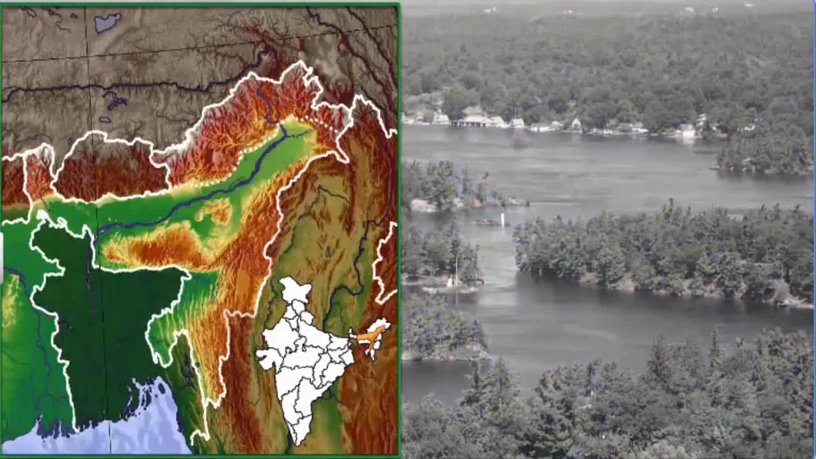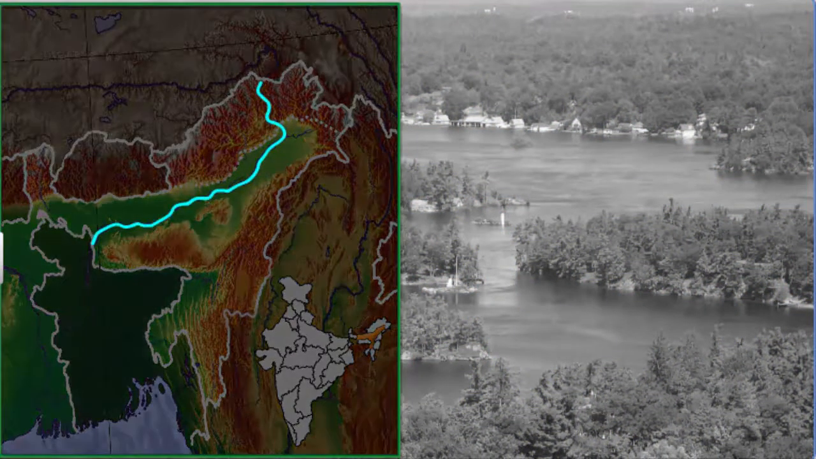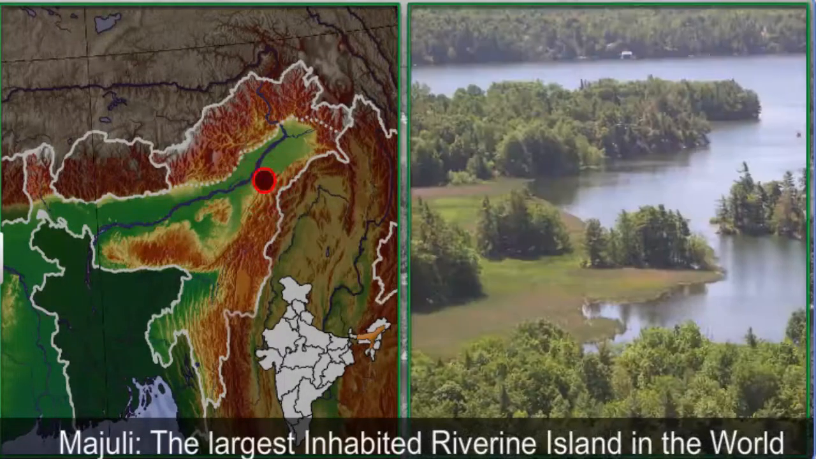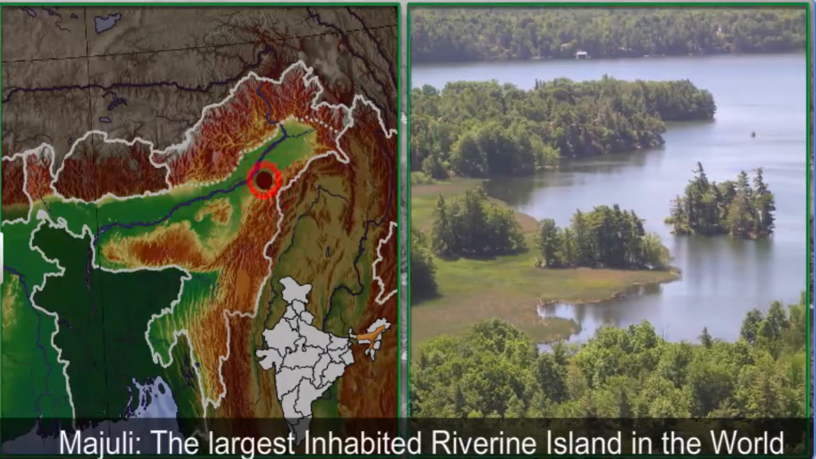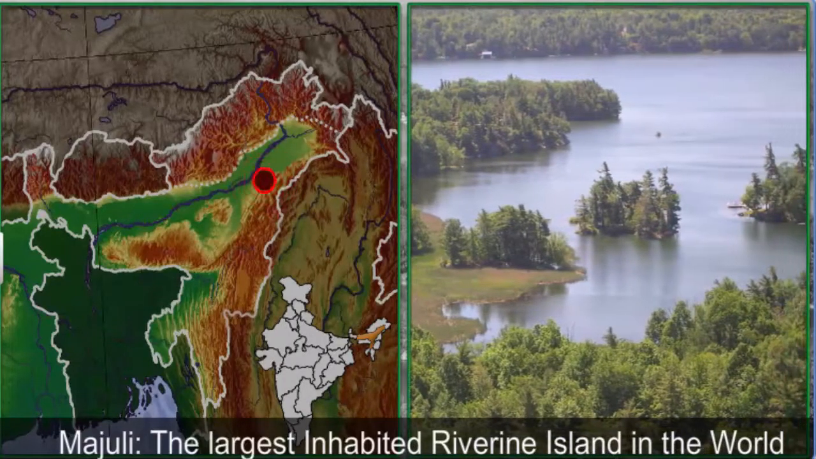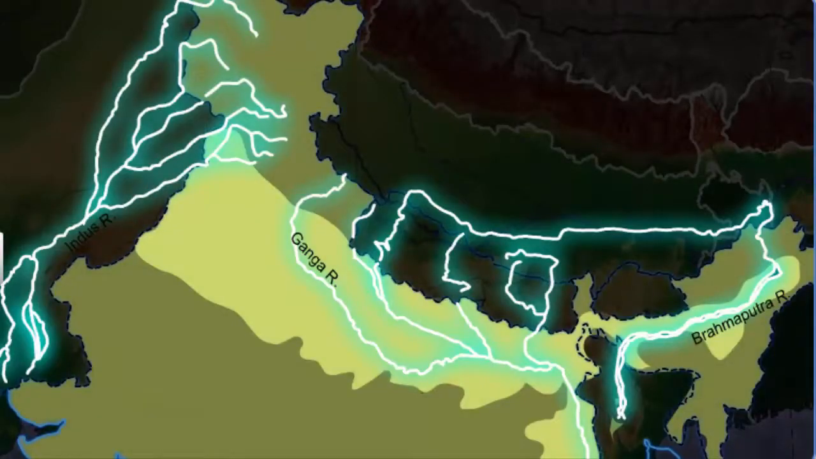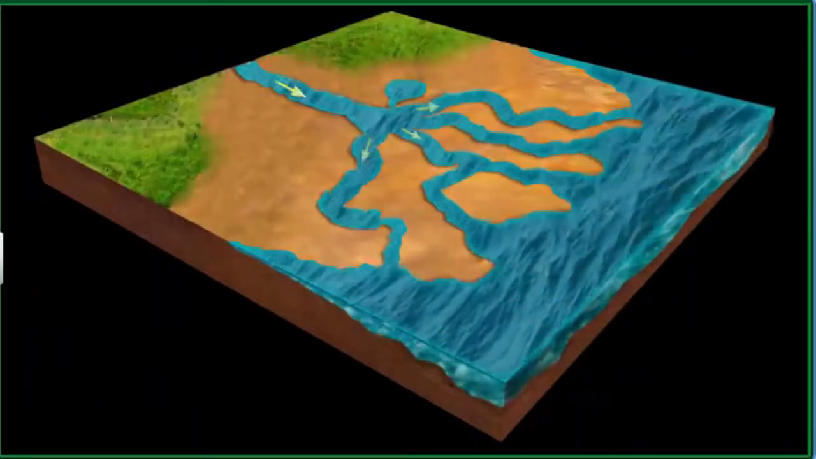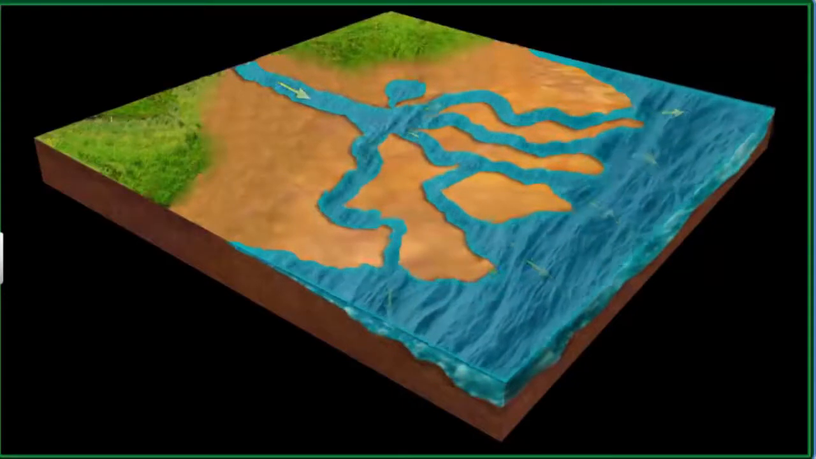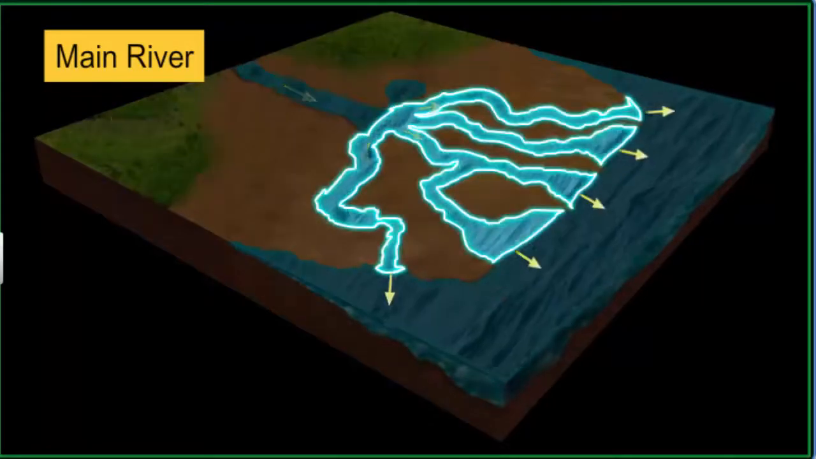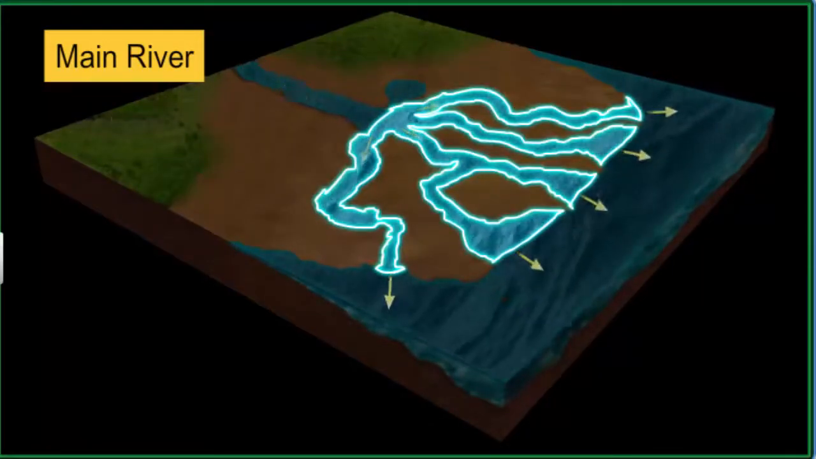For example, in the Brahmaputra river flowing through Assam lies an island called Majuli. This island is famed to be the largest inhabited riverine island in the world. The speed of the rivers reduces further as they go downstream. Due to the deposition of huge quantities of silt, these rivers split into numerous channels. These channels are called distributaries.